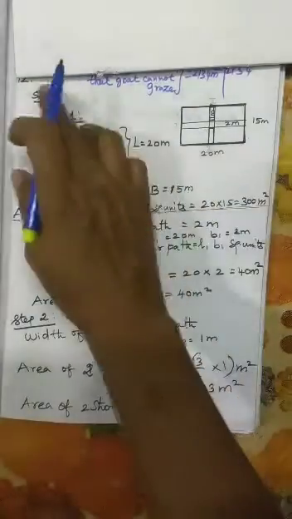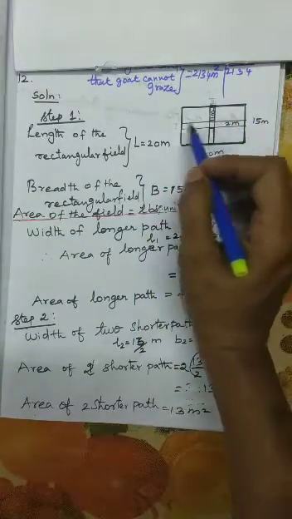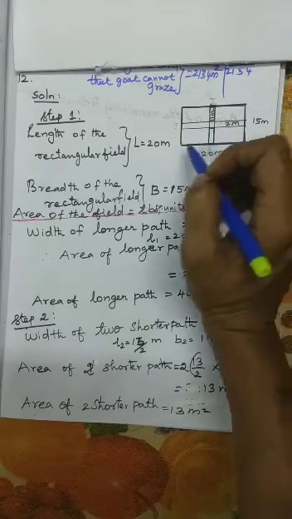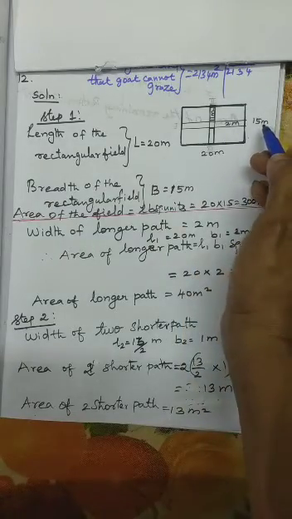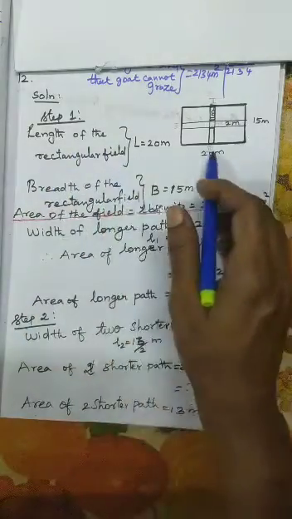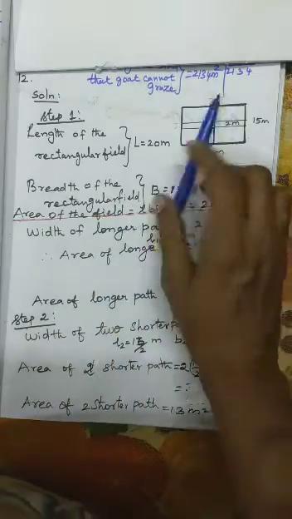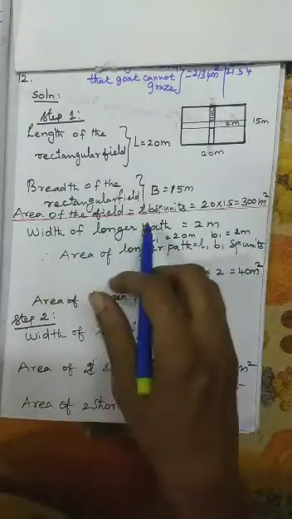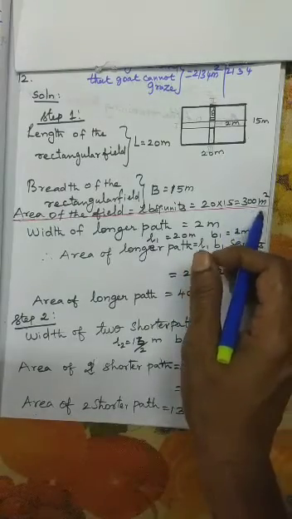We shall draw the diagram for the 12th sum. Okay, that is the longer side is 2 meter. Then the shorter side is 1 meter. I have drawn the diagram. Then capital L is 20 meter and capital B is 15 meter. So now step 1. Length of the rectangular field L is equal to 20 meter. And then breadth of the rectangular field B is equal to 15 meter. We shall find the area of this full field. Area of the field is equal to LB square units, that is equal to 20 into 15 is equal to 300 meter square.